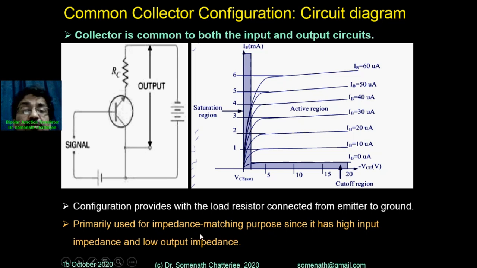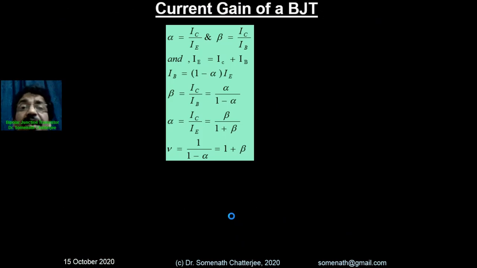There I can tell you, the common collector circuits we will use for impedance matching, meaning we need the unit gain. For power, we will use the power transistor. There we are using the common collector configuration, okay. So we don't bother about the voltage amplification there. Now the current gain, these equations are very important.